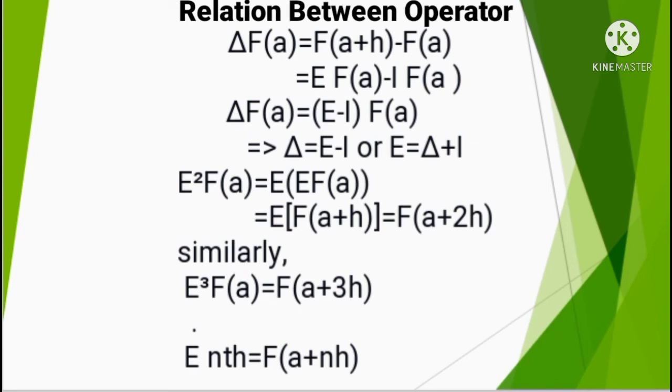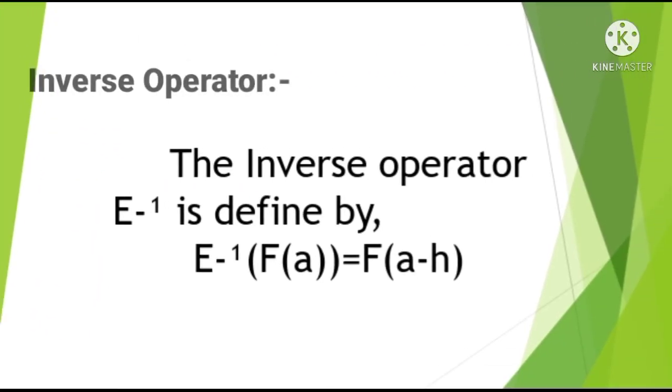Then the next one is the relation between operators. Delta f of a equal to f of a plus h minus f of a equal to E f of a minus I f of a, so delta f of a equal to E minus I f of a. So delta equal to E minus I, or E equal to delta plus I. E square f of a equal to E in bracket E f of a. Similarly E cube f of a and E raised to n f of a.